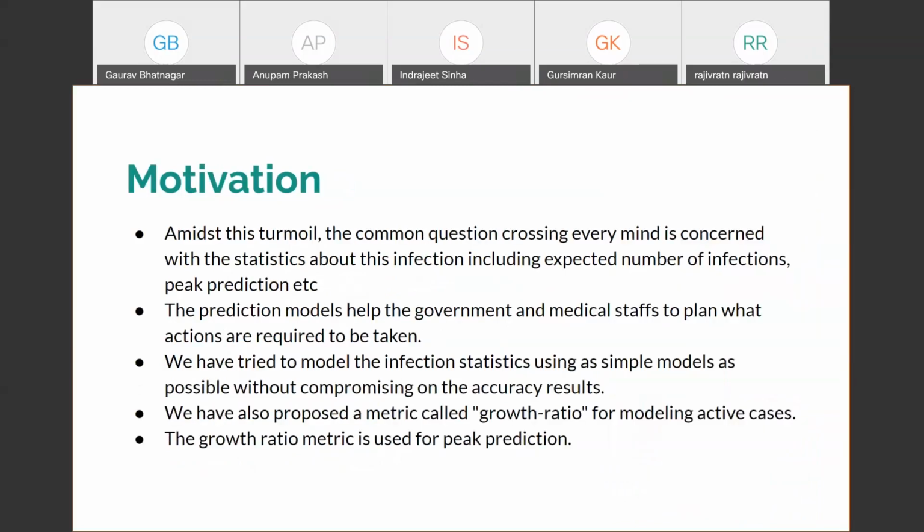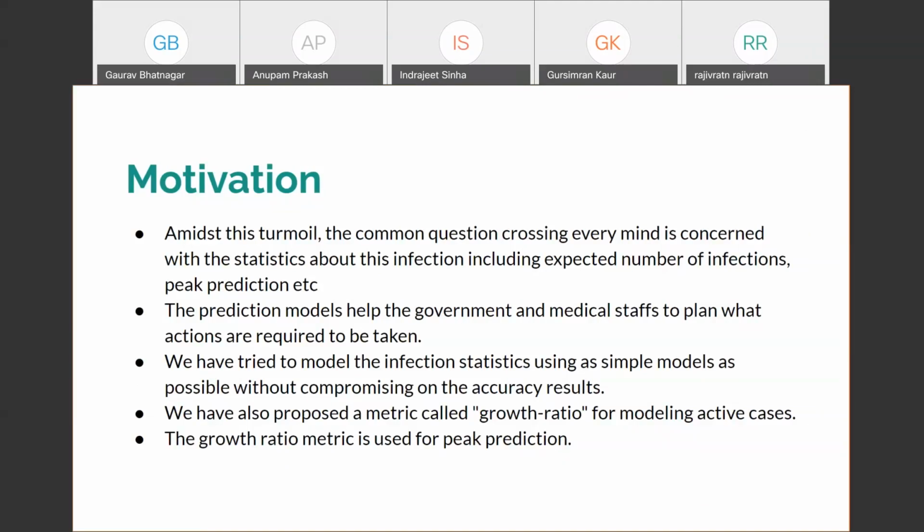Amid this turmoil, the most common question crossing everyone's mind was what will be the statistics about infection? What will be the peak? When will we reach the peak? How many patients will be affected by then? What will be the death percentage? These predictions were also important for the government and the medical staff to plan what actions are required, like till when the lockdown has to be extended, when the shops should open, when the transport should open, and how many beds are required at what time.